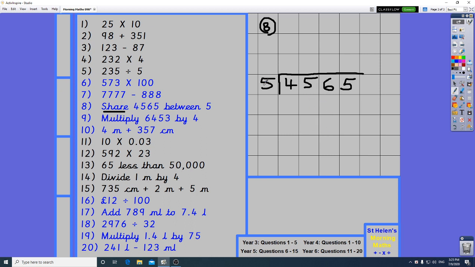Lots of 5s will fit into it, won't they? Lots. But how many 5s fit into 4? None, because 5's too big. So carry the 4 on. How many 5s in 45? Well, this will work nicely. I'll sing my 5s, count on my fingers. 5, 10, 15, 20, 25, 30, 35, 40, 45.